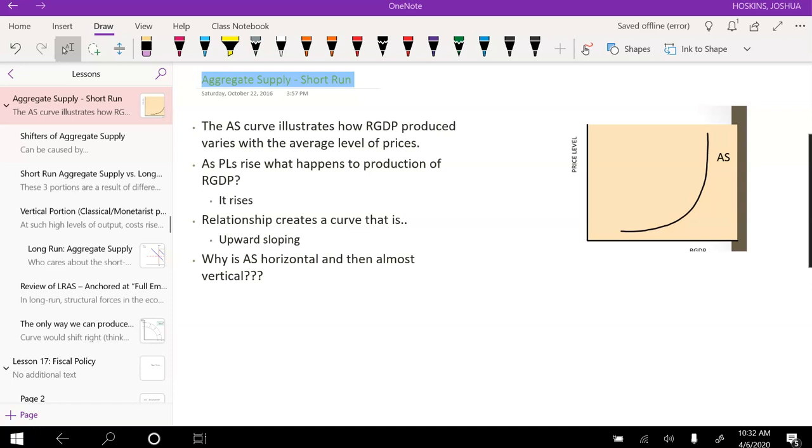Last video lesson, we briefly went through what the aggregate demand curve looks like and what causes aggregate demand in an economy to shift. SparkNotes version, it's mostly consumption, but government and investment spending also play a role in it. Now, we need to look at the other side of the coin, and we need to look at the aggregate supply model, right?